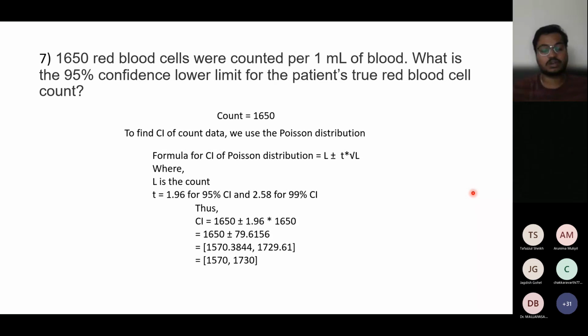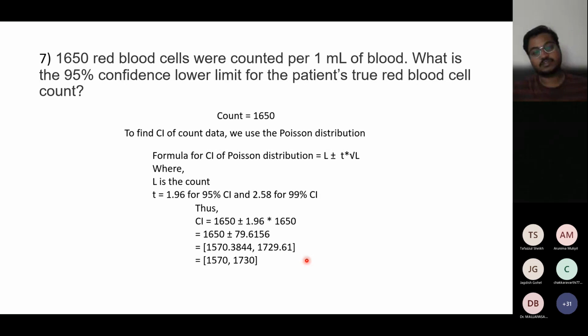So directly inputting the values, we get 1650 plus minus 1.96 into root over of 1650. So there's a mistake here. It should be root over of 1650. Then we calculate and we get a range of values. It is 1650 minus 79 to 1650 plus 79, which turns out to be 1570 to 1730.